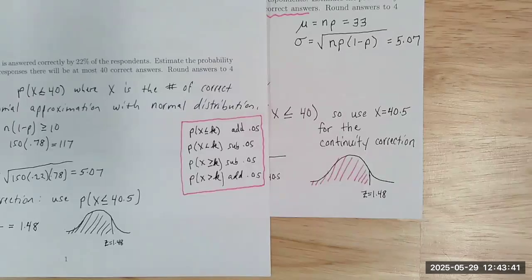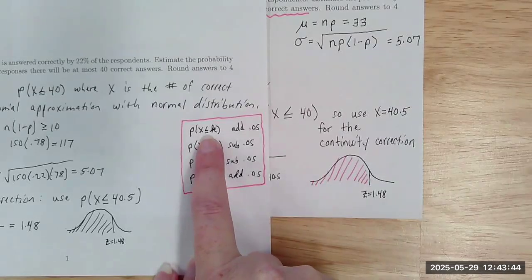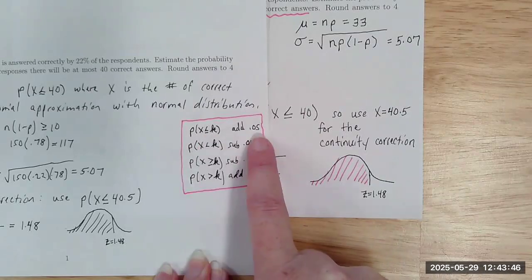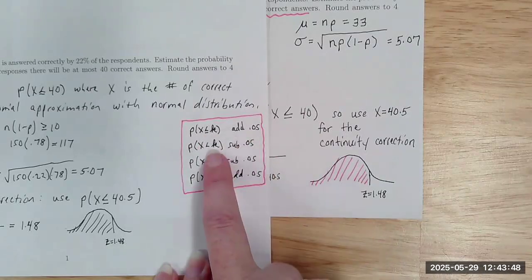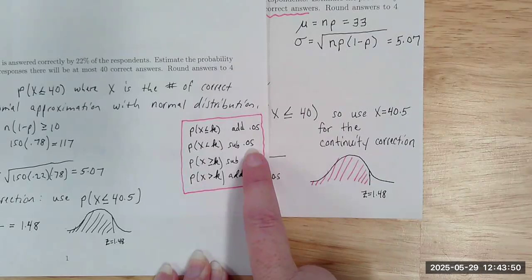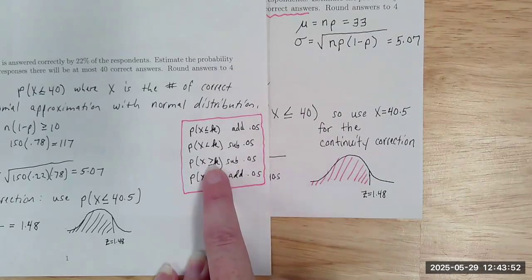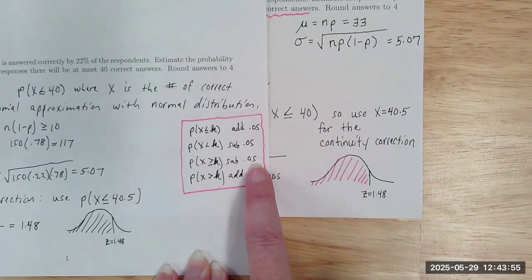If the sign is a less than or equal to sign, you're going to add 0.5. If it's a less than sign, you're going to subtract 0.5. If it's a greater than or equal to sign, you're going to subtract 0.5. And if it's just a greater than sign, you're going to add 0.5.